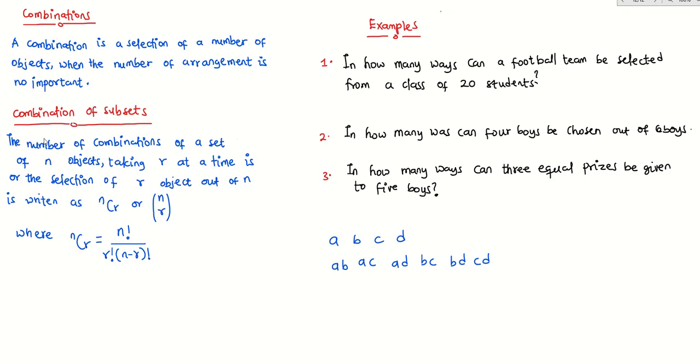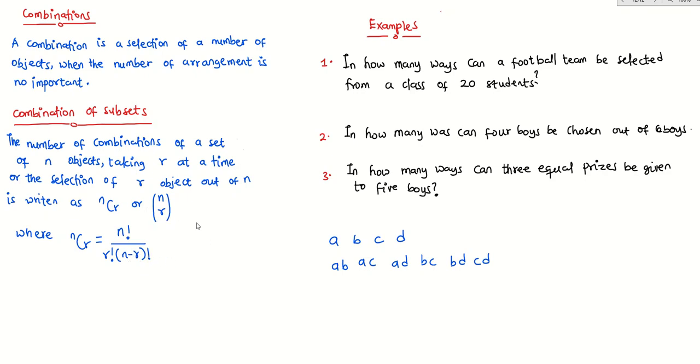Let's look at another case of combinations, which is known as the combination of subsets. It says that the number of combinations of a set of n objects taking R at a time, or the selection of R objects out of n, is written as nCR, where nCR equals n factorial over R factorial multiplied by (n minus R) factorial.